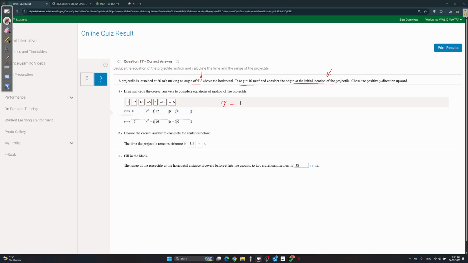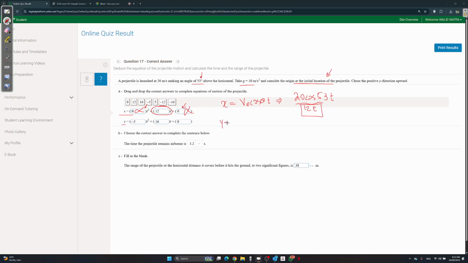Ignore everything. It's v node cos theta t. Alright? So 20 cos 53 t. 20 cos 53 is 12. So it's going to be 12t. Did we get any t squared? No. Did we get any constant term? No. It's just 12t.